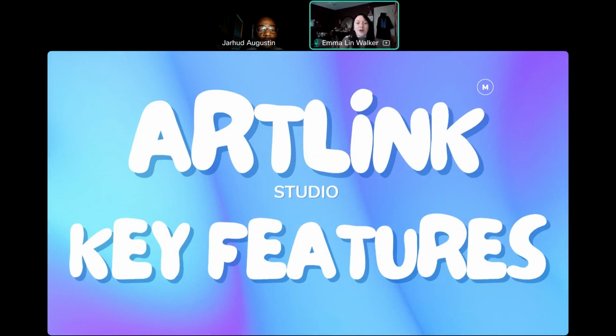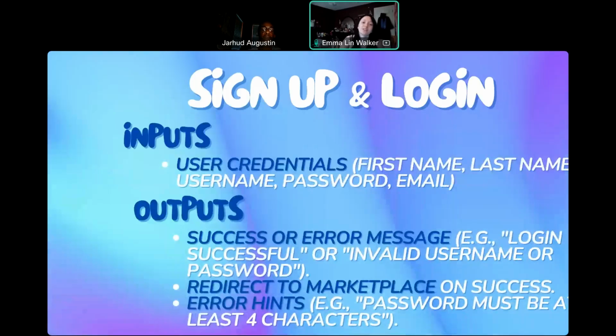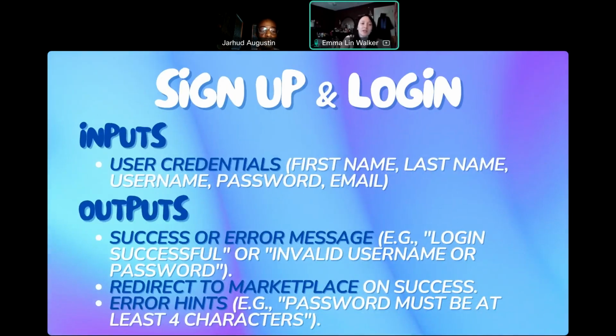So now I'm going to walk you through our ArtlinkStudio key features. The first of which is our sign up and login. The inputs for this would be our user credentials, and in our case, it's going to be your first name, last name, user-generated username, password, and your email. Our outputs would be a success or error message, which, for example, could be login successful, sign up successful, or invalid username or password. Upon a successful login, it'll redirect you to the art marketplace.